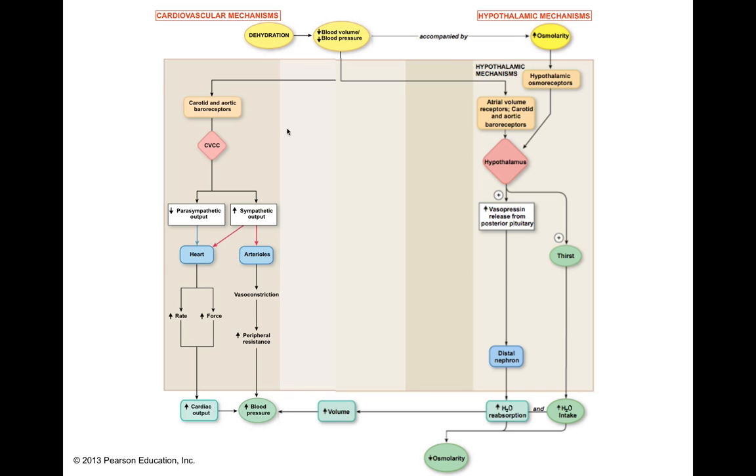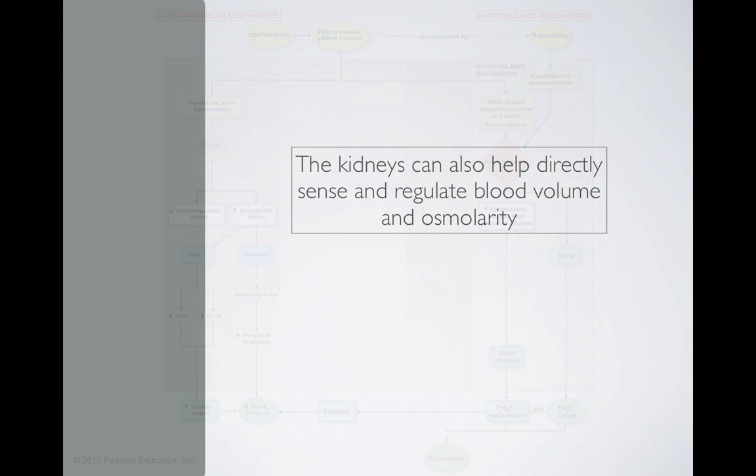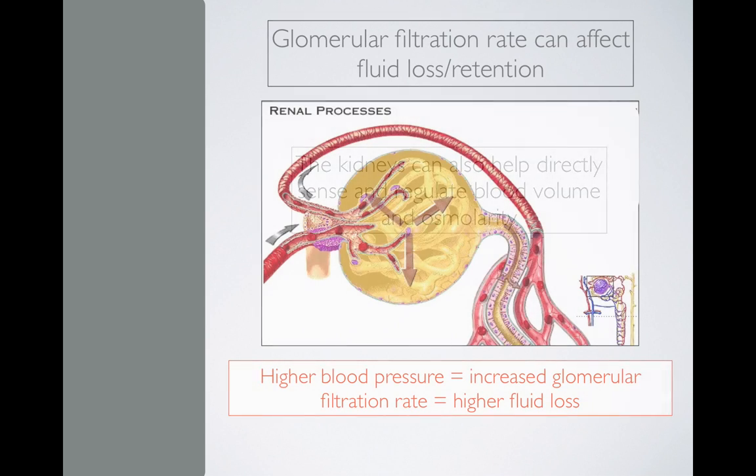What we're going to do is to have the cardiovascular system control blood pressure, the hypothalamic system control blood pressure, and just to be safe, we're going to have a third fail-safe system just in case either of these fails. So what we're going to include now is the idea that the kidneys can also help directly sense and regulate blood volume and osmolarity. And here's how they do it.